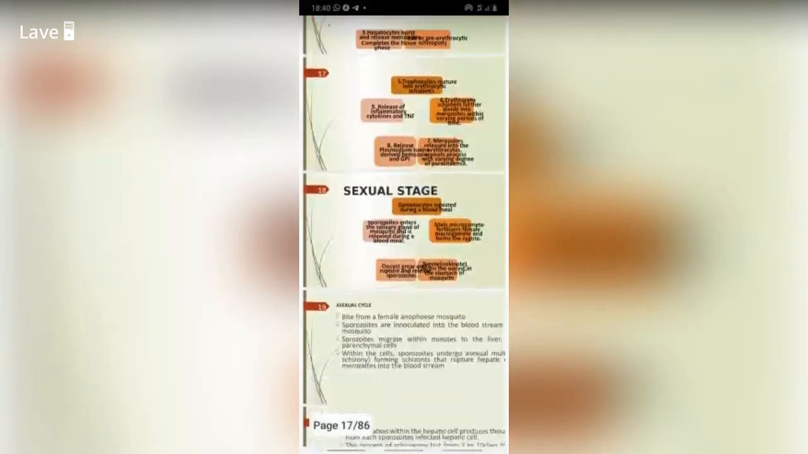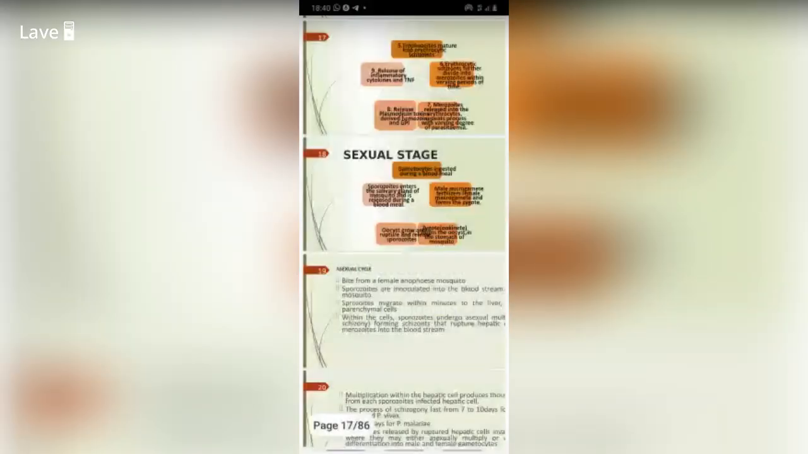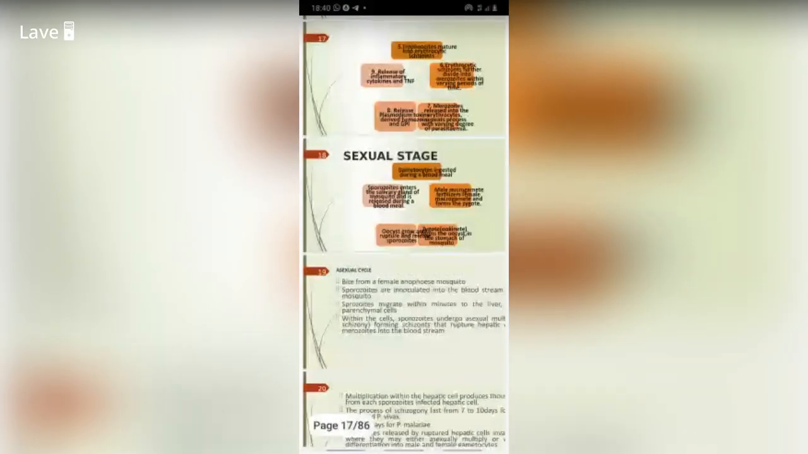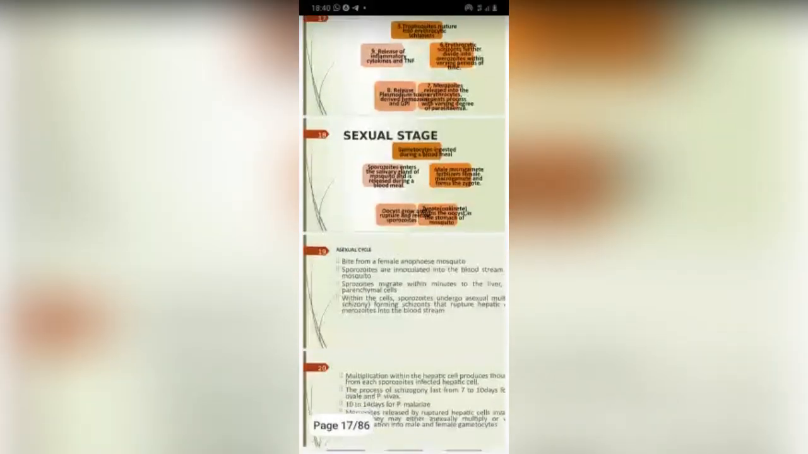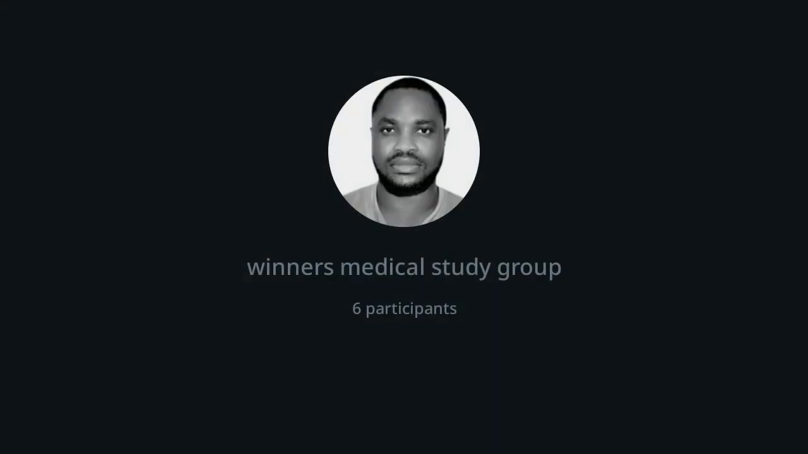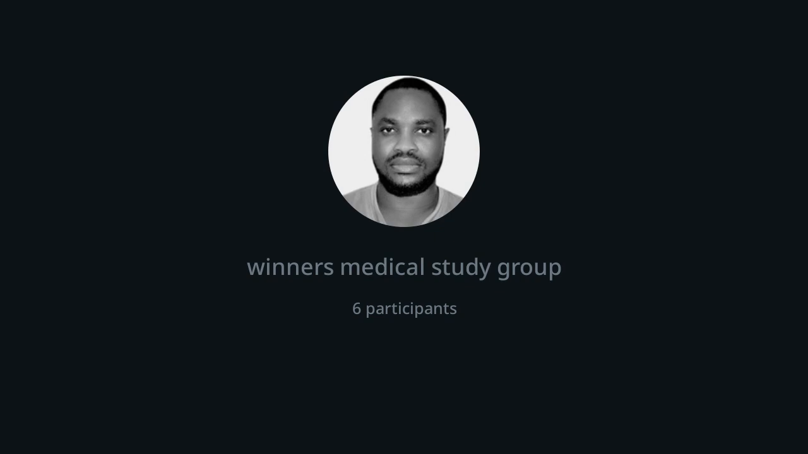Now the trophozoites mature into the erythrocytic schizonts. Erythrocytic means that they now infect the red blood cells. Now these erythrocytic schizonts will further divide into merozoites within varying periods of time, and the merozoites would release into the red blood cells, will repeat the process with varying degree of parasitemia.